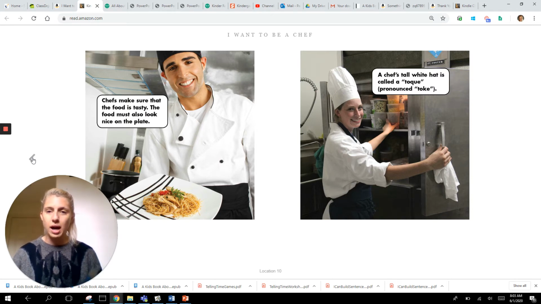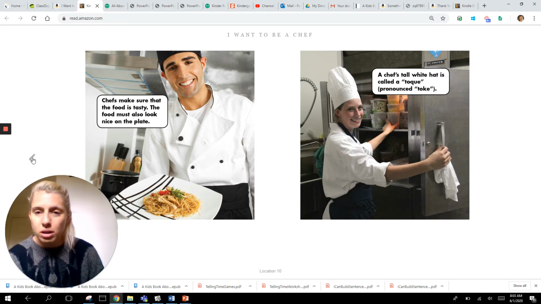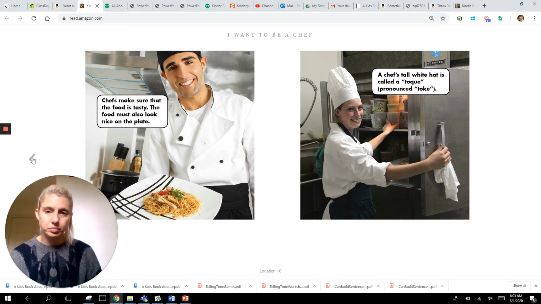A chef's tall white hat is called a toque. Sorry, a toque. No R in that. A toque.